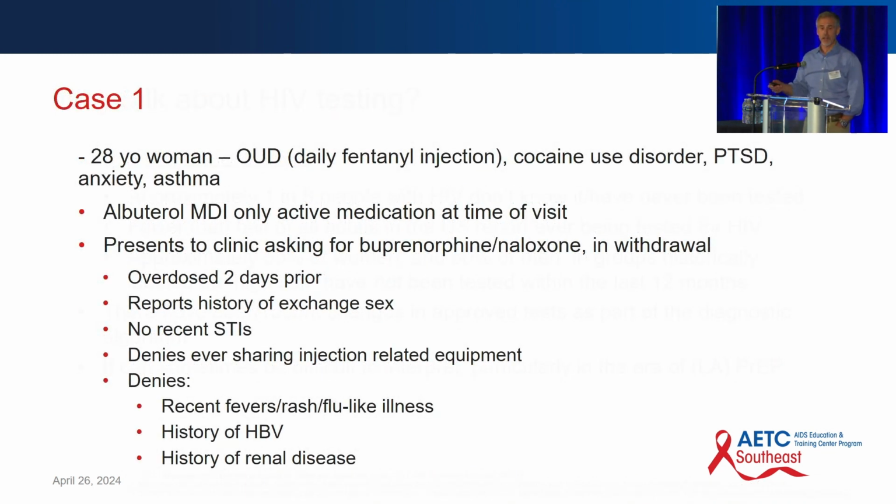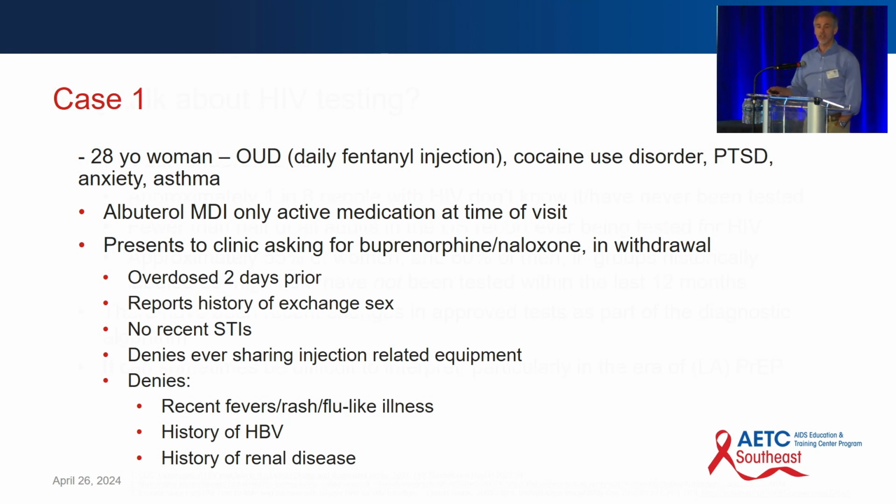This is a patient that I helped take care of back when I was working in Lawrence, Massachusetts. This is a 28-year-old woman who is experiencing opioid use disorder. The rest of her medical history is listed there. She was only taking albuterol as an active medication at the time of her visit, and she presented to the mobile health clinic where I was working, asking for buprenorphine and was in active opioid withdrawal. On further questioning, you learn that she had overdosed 2 days prior.